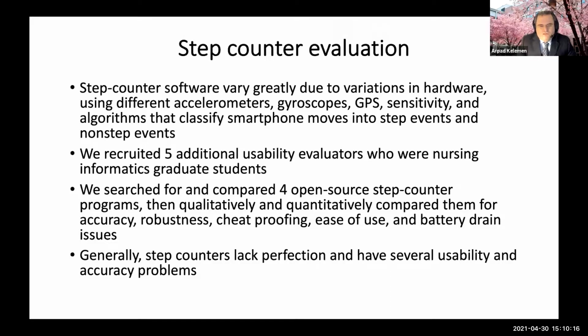And for that, we recruited 5 additional usability evaluators. These were all nursing informatics Master of Science students. And they went out and were searching for open source step counters. And the open source is good because that means we can see how it was coded and we can legally use it and modify it further. And that's what we did. They found 4, but all for Androids. At that point, we lost the iPhones because we couldn't find any open source step counter for iPhones.